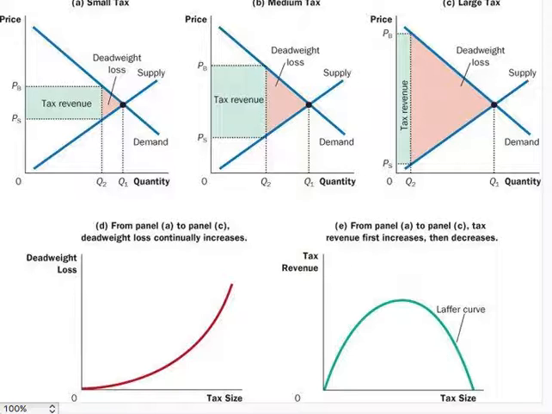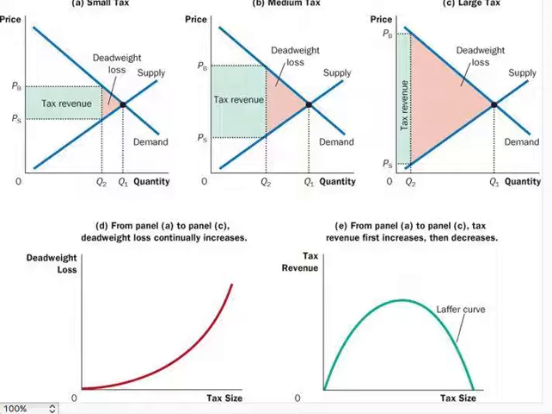For the small tax in panel A, the area of the deadweight loss triangle is quite small. But as the size of a tax rises in panels B and C, the deadweight loss grows larger and larger. Indeed, the deadweight loss of a tax rises even more rapidly than the size of the tax.